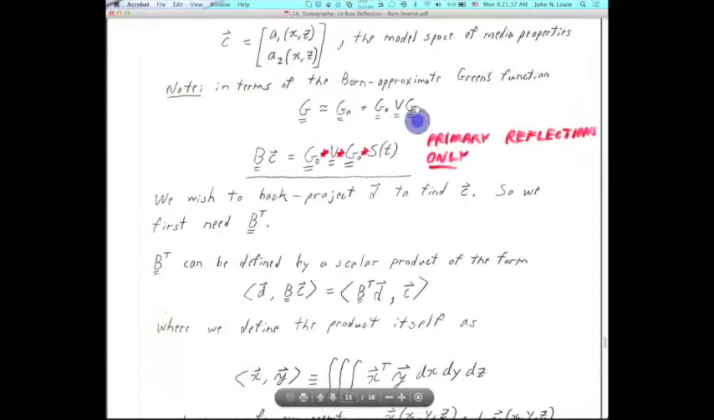So here's G0. This G0 here is propagation from the source to the reflecting point. V is the reflectivity potential. Okay, so that's going to involve the model, the reflectivity model, which is this A1 and A2 fields, and then G0. The next G0 here takes the waves from the reflector back up to the receiver. Okay. So now we can write B applied to C in terms of G, right?